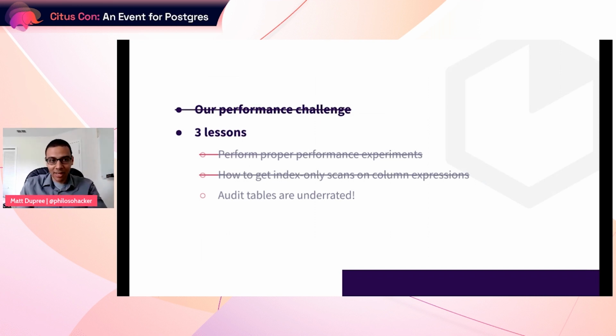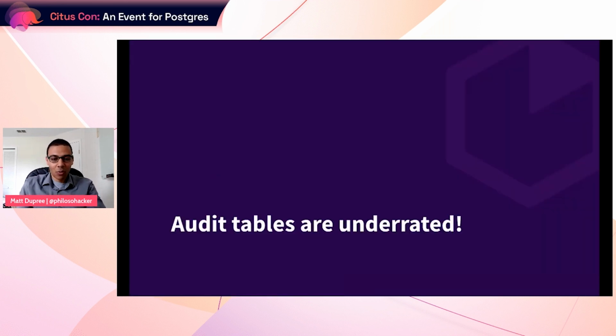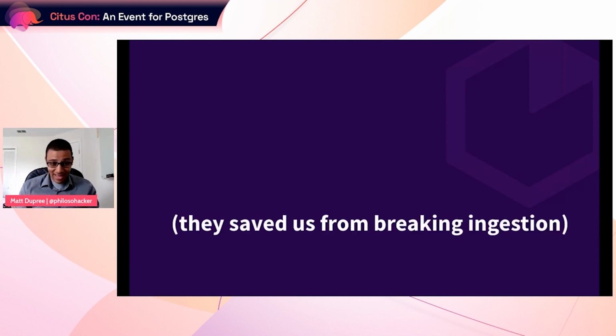Let's talk about the third lesson, which is about audit tables and how they're underrated. So audit tables are great. I didn't know much about them before I started working on performance. And specifically, they saved us from breaking event ingestion at Heap. So let's quickly talk about that. In order to talk about how audit tables are really useful, we have to talk a little bit about how Heap's Citus installation is set up.